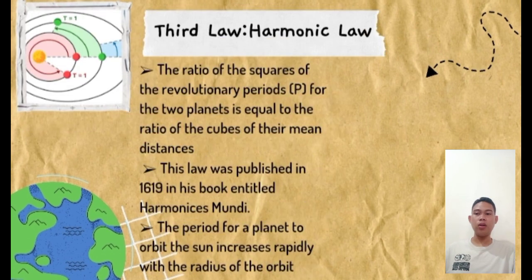The third law, which is the harmonic law, is the last law of planetary motion according to Johannes Kepler. The ratio of the squares of the revolutionary periods, P, for two planets is equal to the ratio of the cubes of their mean distances. This law was published in 1619 in his book entitled Harmonices Mundi, in which the period for a planet to orbit the Sun increases rapidly with the radius of the orbit.